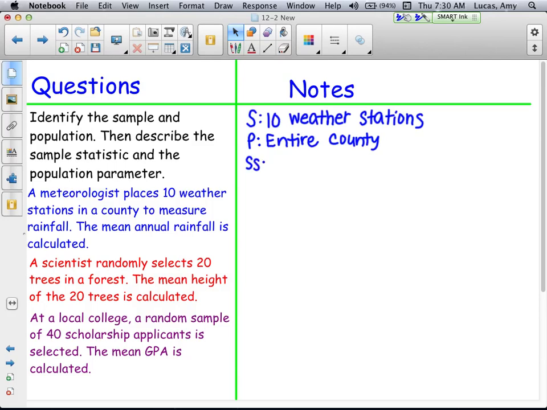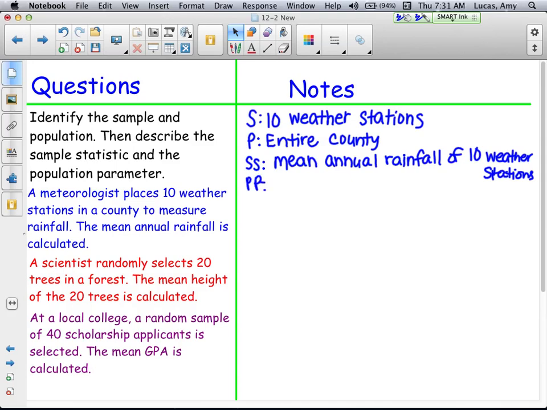So my sample statistic, the next sentence says the mean annual rainfall is calculated. So the sample statistic is the mean annual rainfall of the sample, of 10 weather stations. Then the population parameter is the mean annual rainfall again, only for the entire county. So the sample statistic and population parameter are the same, except one of them is measuring that characteristic of the sample, and the other one, the entire population. So mean annual rainfall of the county.